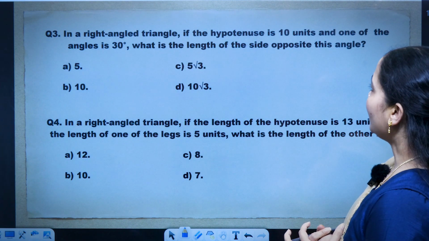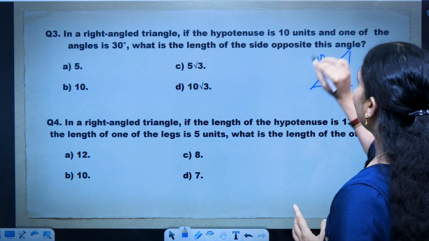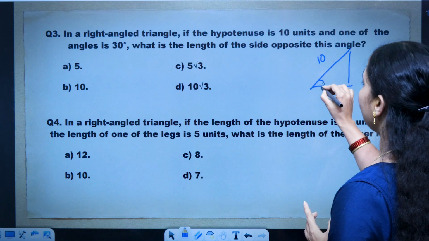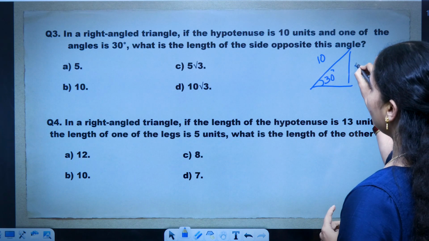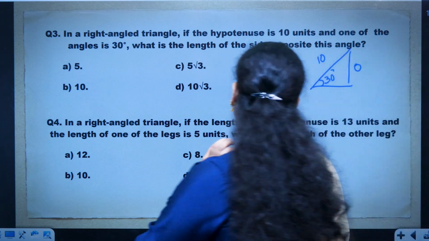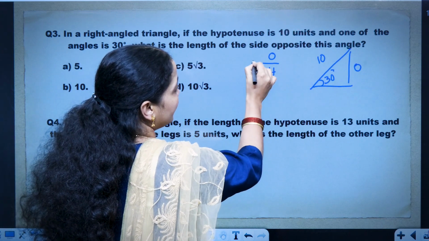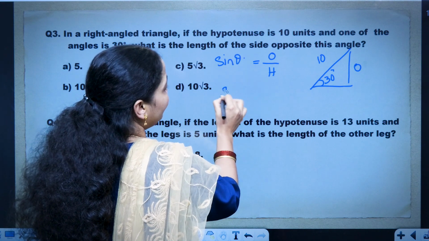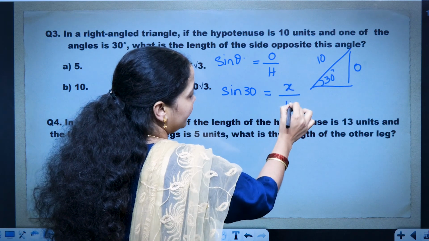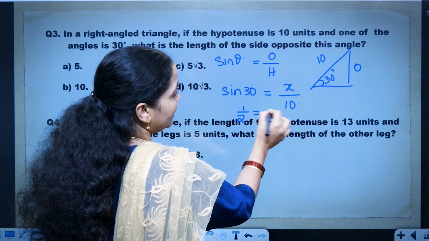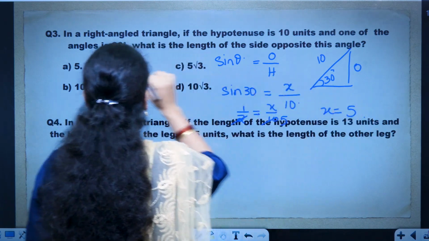In a right angle triangle, if the hypotenuse is 10 units, drawing a right angle triangle, hypotenuse is 10 units and one of the angles is 30 degrees. I'll take this angle to be 30 degrees. Then the length of the side opposite to it, I'll consider this to be my opposite side. So whenever I see the angle from this end, this is opposite, this is hypotenuse. Opposite by hypotenuse is nothing but sine theta. So I will apply sine 30, equal to opposite, which I don't know, I'll take it as x, by 10. Sine 30 is 1 by 2, so 1 by 2 equal to x by 10. So x is directly equal to 5, which is my option A.